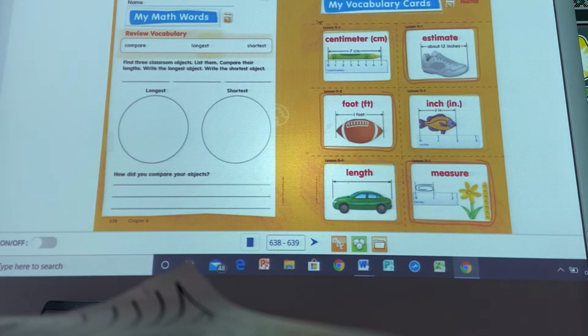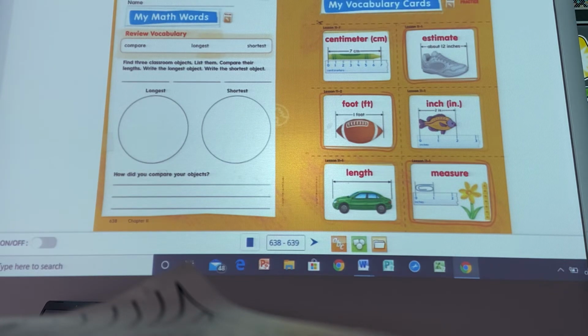Okay. Now, we're going to be looking at some vocabulary, okay? Review vocabulary, and you have the word compare. Think about that for a minute. Finding ways that things are different and the same. And then you have longest and shortest. Remember, we know that EST suffix. When we see EST, it means that we're comparing things. How many things are we comparing? 3 or more, that's correct.